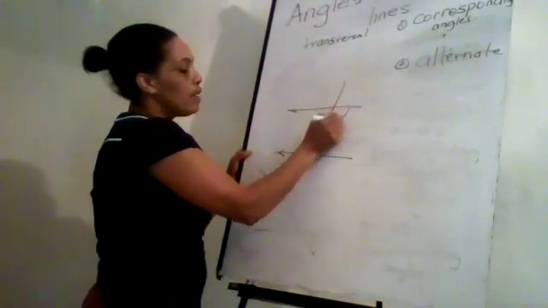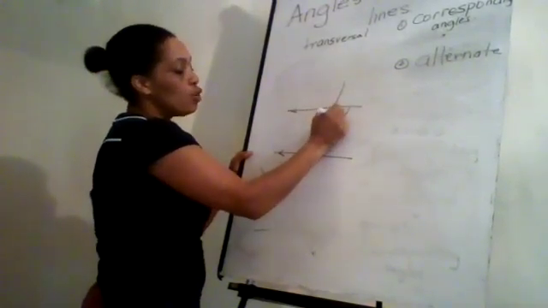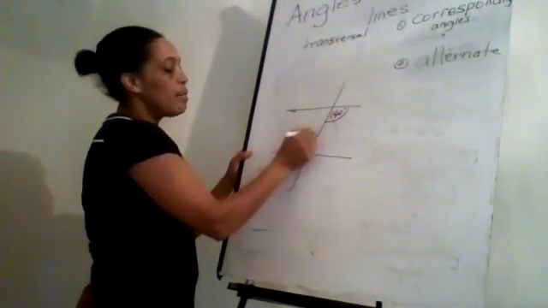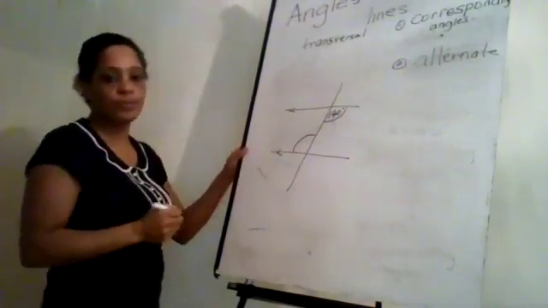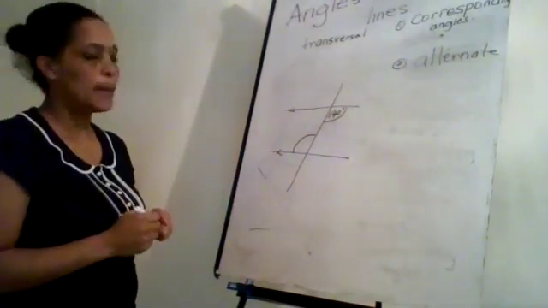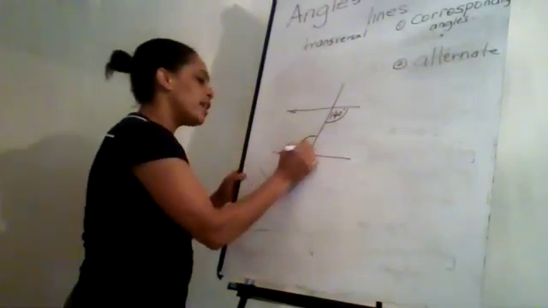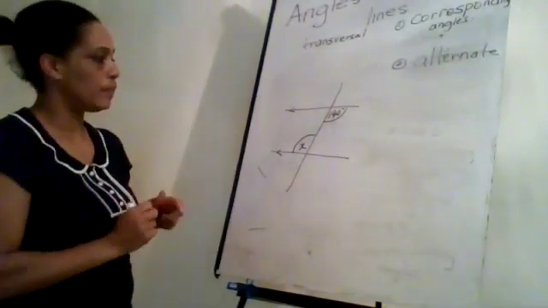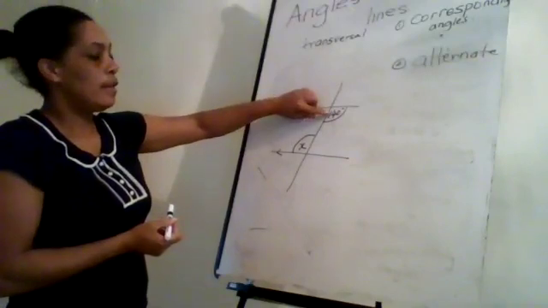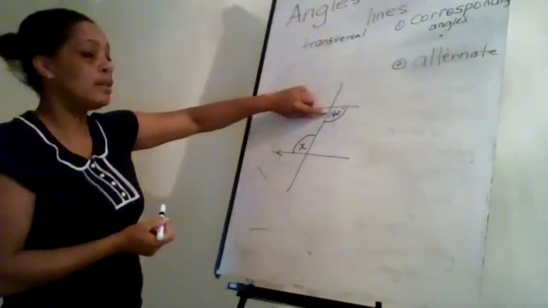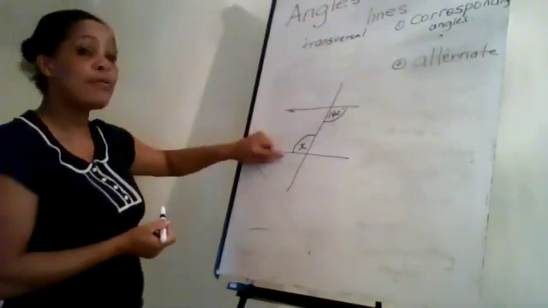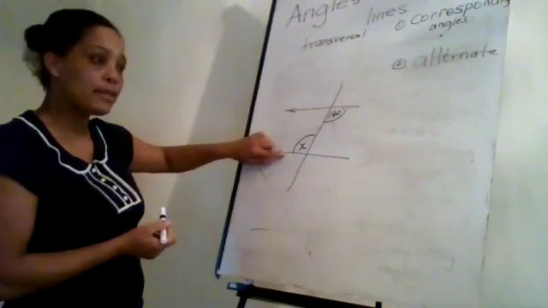I want to find that one. I have that one as 140 degrees, and I'm asked to find this one. Let's call it X. This is below the parallel line on the right, and this is above the parallel lines on my left.